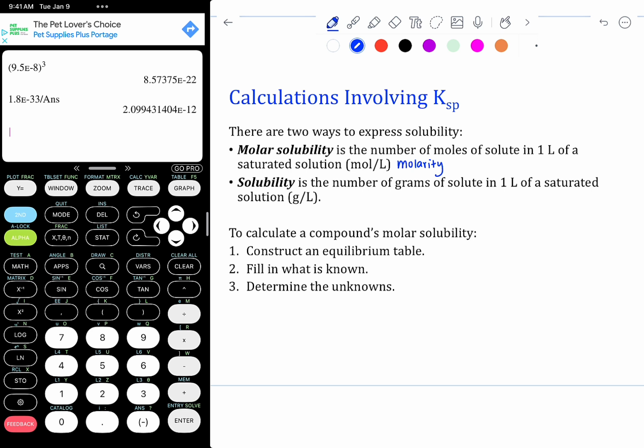The other type of solubility is just called solubility. When I say plain solubility, this is referring to the number of grams of that solute, whatever is dissolved, in 1 liter of a saturated solution. So solubility by itself is in units of grams per liter. We can convert between molar solubility and solubility using the molar mass of the compound.